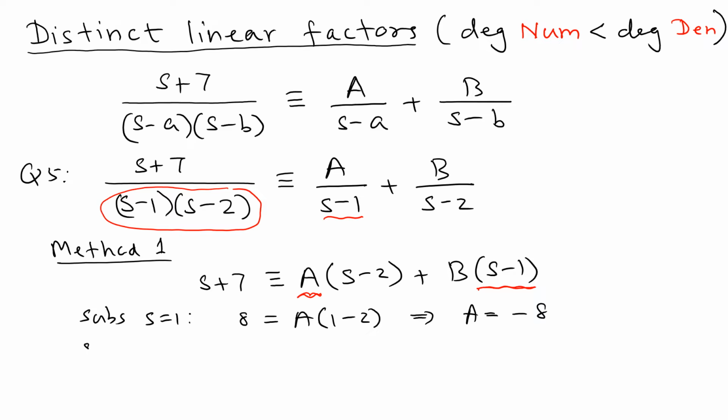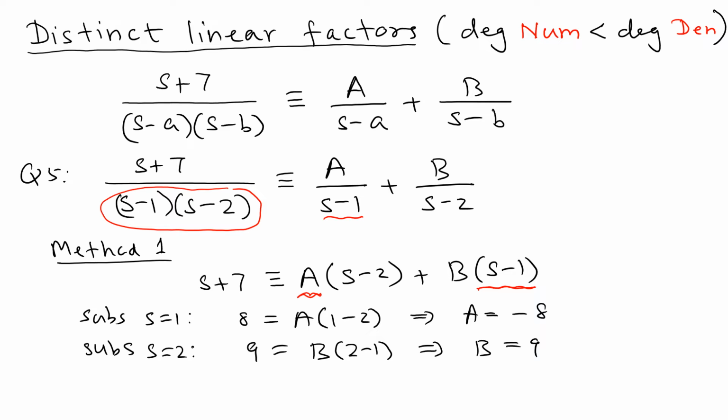The same thing, you're going to go to the other one and substitute. If you want to find b, try to make the first term 0. To make the first term 0, you plug in s equal 2. So if you do that, you get 9 on this side, and the first term is 0, so you get b times, if you plug in 2, 2 minus 1, which is 1. So what you get is b equal 9. So you directly find a and b quickly, and that's it.